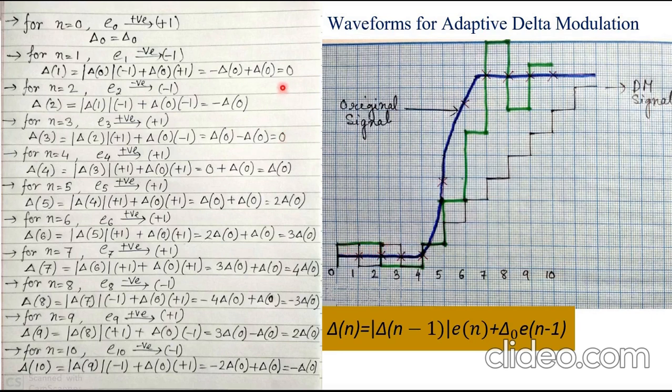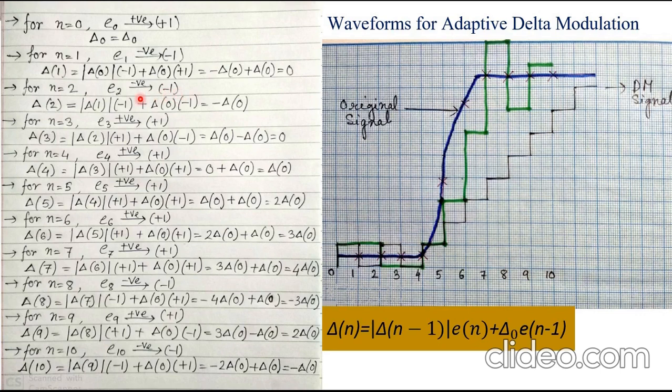Now again for n equal to 2. Now n equal to 2. So one can see here this signal is less than staircase signal. So now input signal is less than the staircase signal. It means error is negative. So E2 is negative. It means E2 is -1.